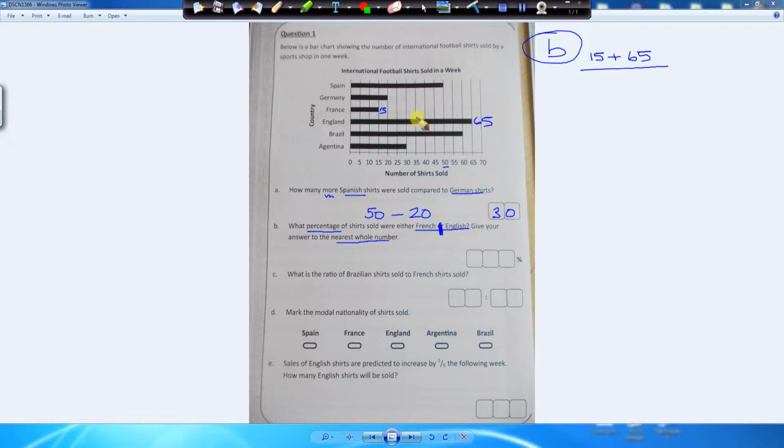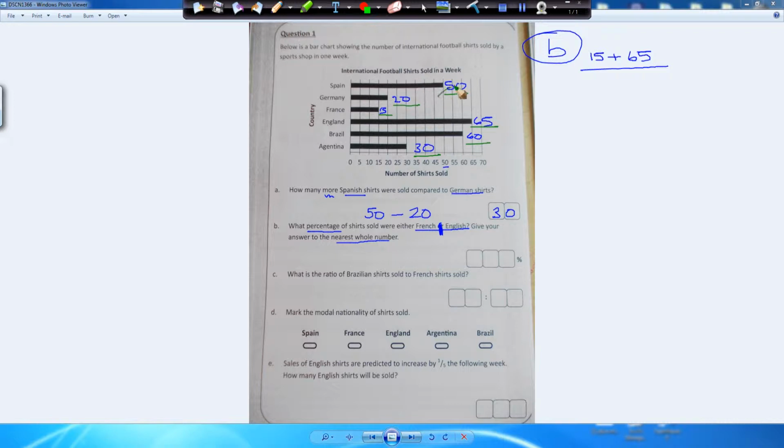So let's work out the total. So Germany was 20 and Spain was 50. Okay. Right. Let's have Iman. Iman, can you give me the Brazil value? 60. And let's have Uzma, the Argentinian value? 30. Right. Let's add these numbers up now. We got to do 50, add 20, add 15, add 65, add 60, add 30. Let's do them mentally.